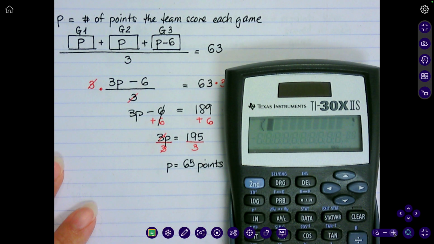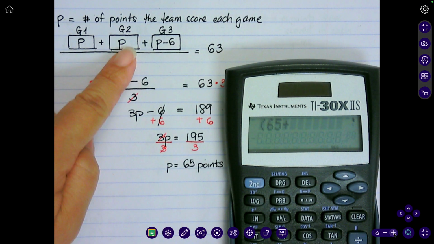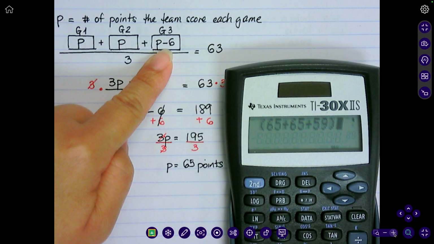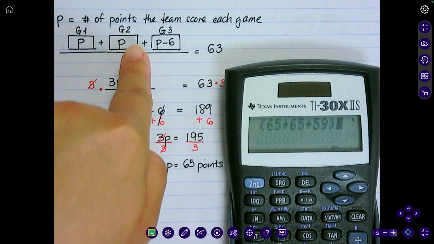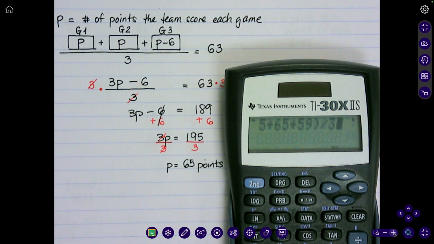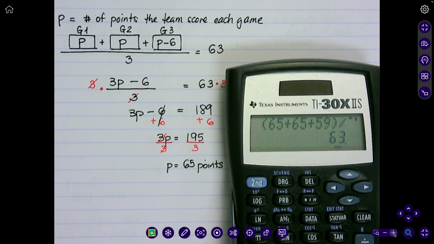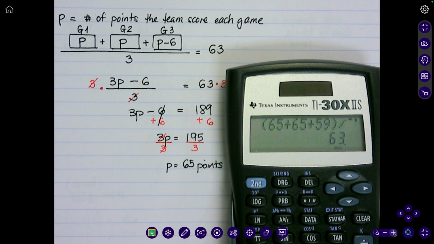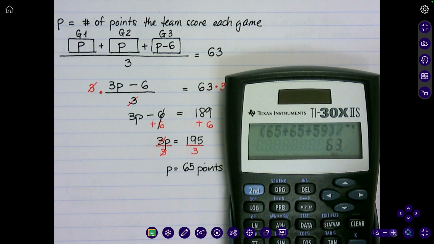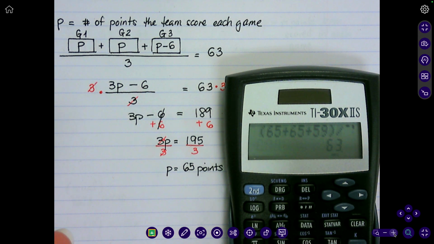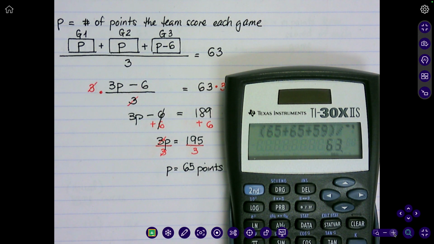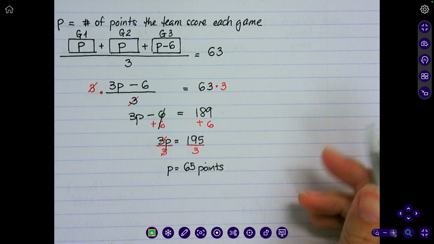So let's check. 65 for game 1, 65 for game 2, 59 for game 3, because that's 6 points less than this one. You divide that by 3. There you go. Your average is 63. You guys see that? Any question? Okay. Now, Ms. Xuan, you used 50. 50 is not right. I just picked a number so that it helps me understand. Okay? Can we move on?